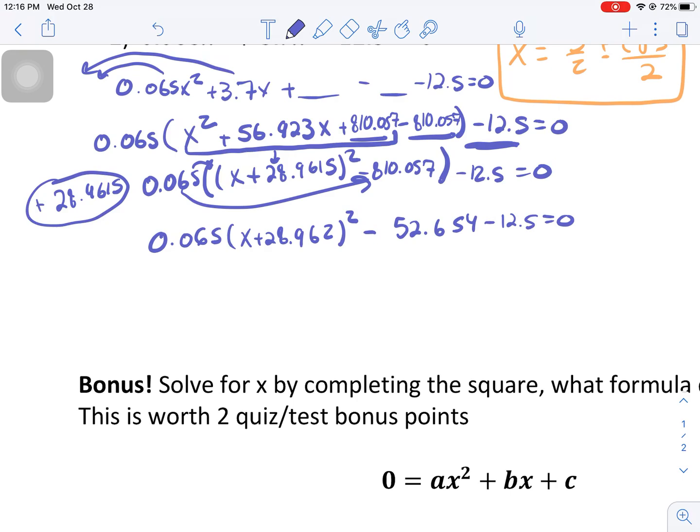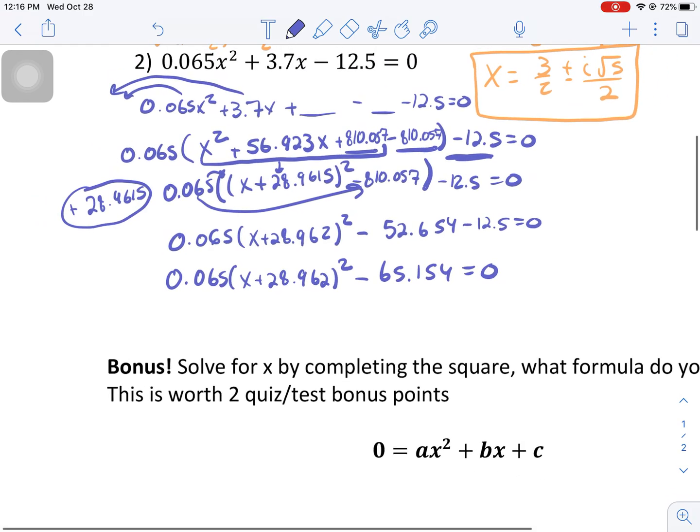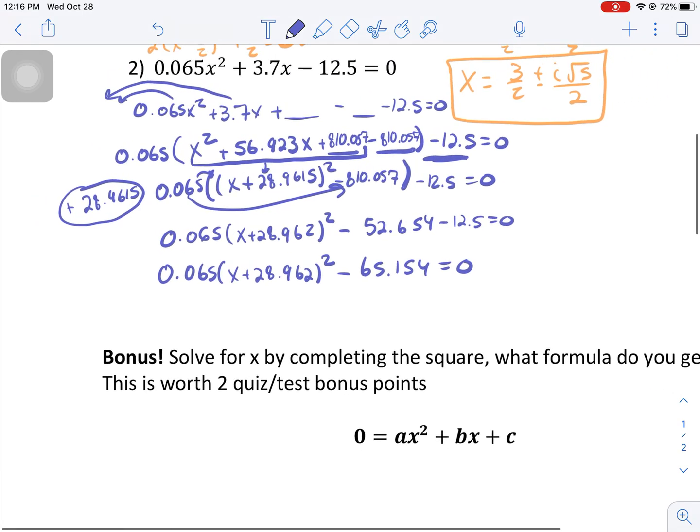So notice how these decimals are just crazy long. We wouldn't want to keep these as fractions. Working here with decimals is okay. So we have 0.065 times x plus 28.962 squared minus 65.154. Okay, so now we're in vertex form. From here, we could solve this equation. So we add the 65.154 over.